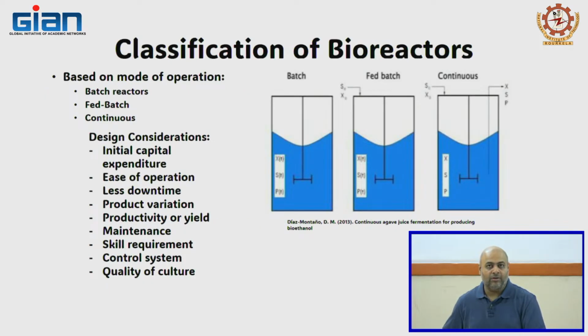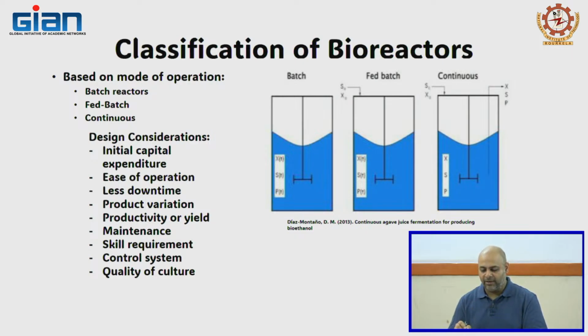Now based on the modes of operation, this is what we have been discussing. I have actually stated these names multiple times. So it can be a batch reactor, it can be a fed batch, or a continuous stirred tank reactor. Now when it is a batch reactor, no input, no output, so it's like a pressure cooker. You put everything inside, close it, let it run. Once it's done, it gives you the signal, take your product out.